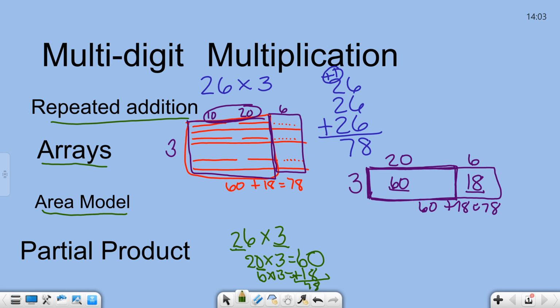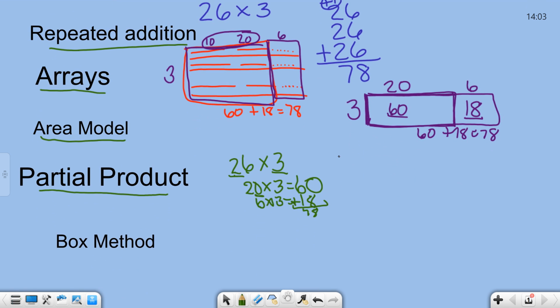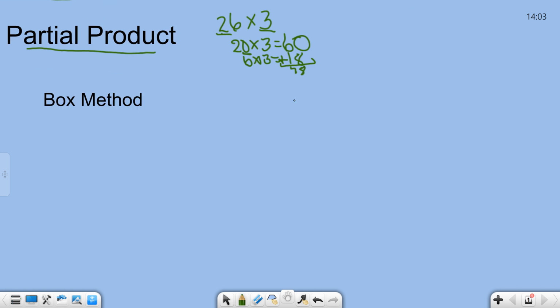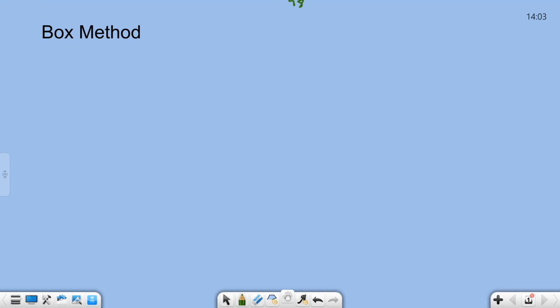And for an area model, that one is still pretty efficient. Partial products can be efficient. However, when you do a 2-digit by 2-digit, a lot of students lose some of the numbers. So we're going to talk about how to do partial products and area model together. They're kind of combined using what we call the box method. And I'm going to do a 2-digit by a 2-digit. So I'm going to do 43 times 21.